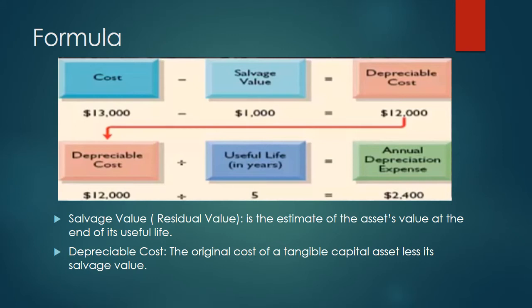To find the annual depreciated expense, you will have to use the straight line formula, which is the cost of the asset subtract the residual value, or salvage value, equaling the depreciable cost. And then you divide it by its useful life in years, giving you the annual depreciated expense. And for those who don't know, salvage value is the estimate of the asset's value at the end of its useful life. And the depreciable cost is the original cost of the tangible asset less its salvage value.